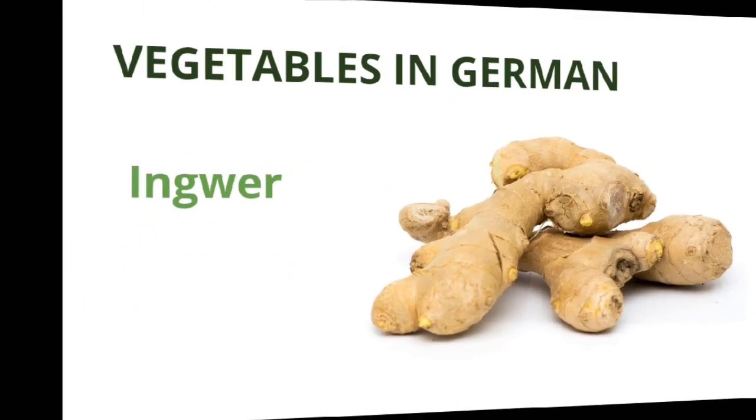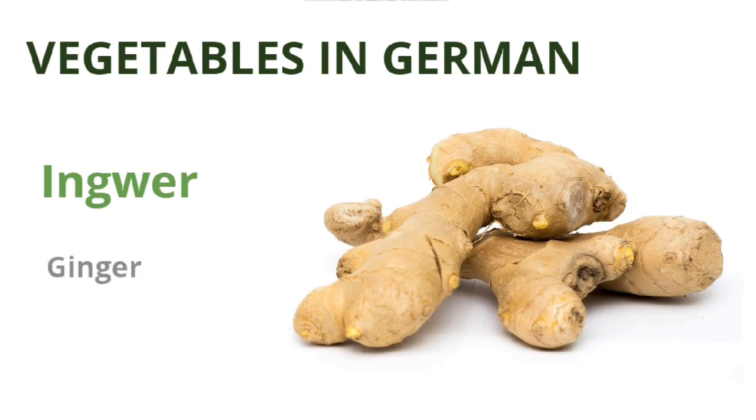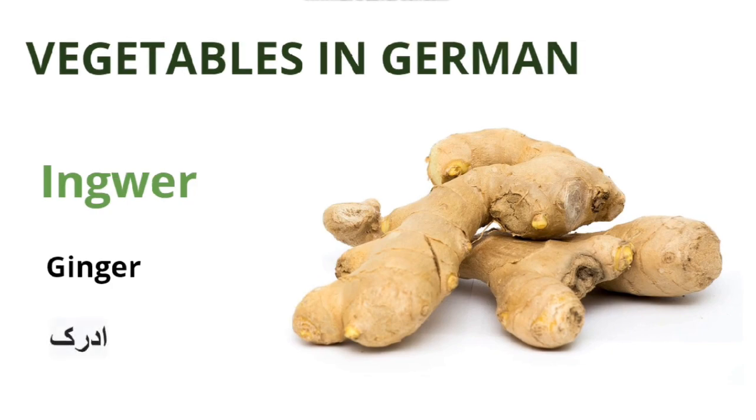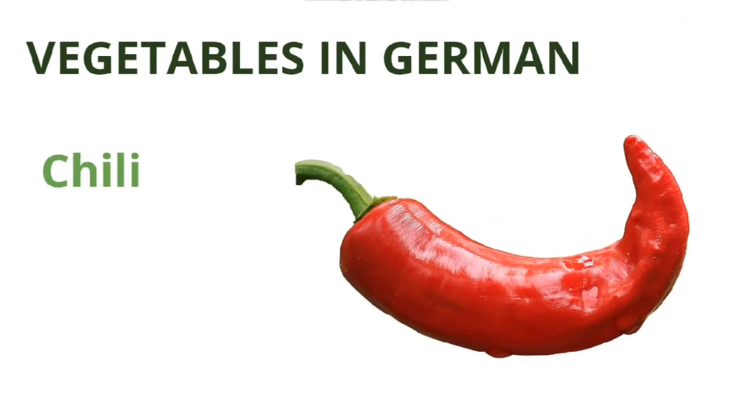Next is Ingwer. If R is at the end of the German word, then it will not be fully pronounced, like Ingwer. Ingwer means ginger in English. Next is Chili. Chili is also called chili in English, but there is a difference of spellings in both words.